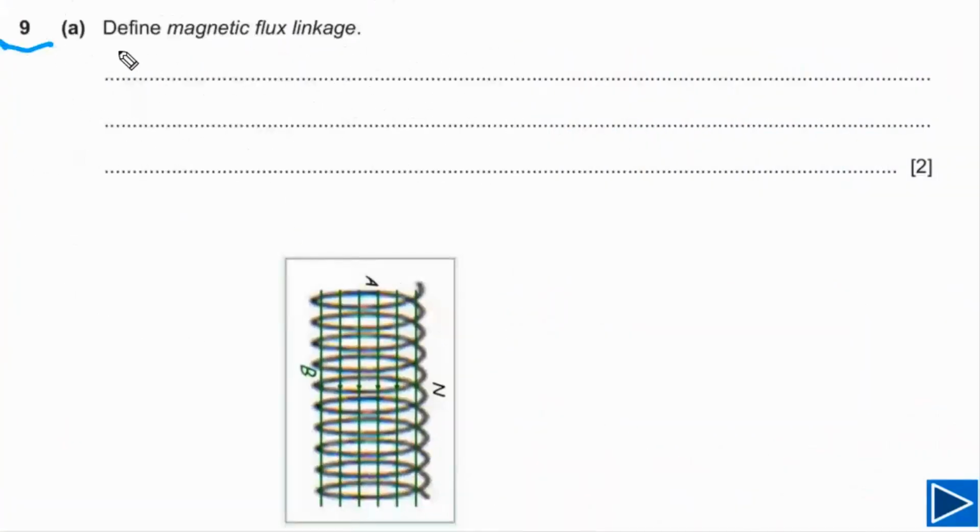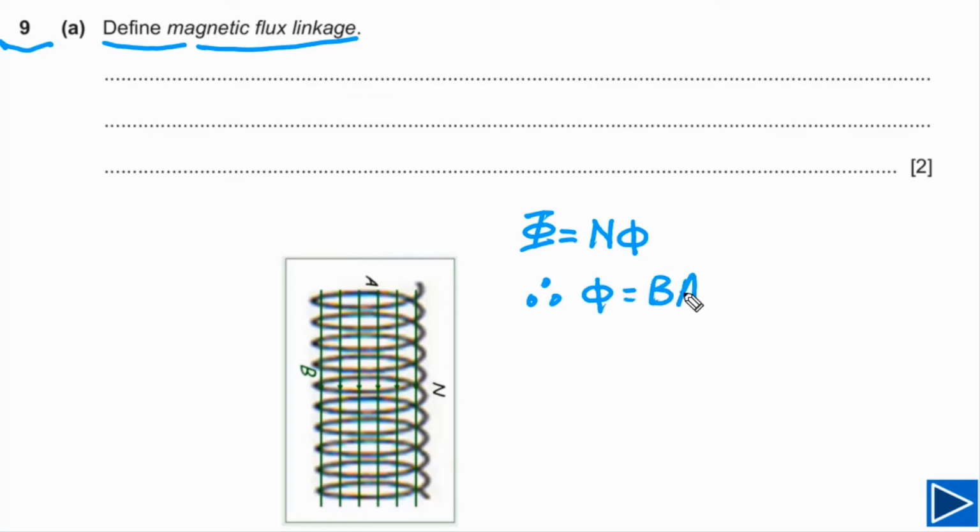For question number 9, part A, we need to define magnetic flux linkage. First of all, let's try to understand magnetic flux linkage with the help of a formula. Magnetic flux linkage is simply equal to the number of turns of the coil times magnetic flux. But magnetic flux is equal to B times A.